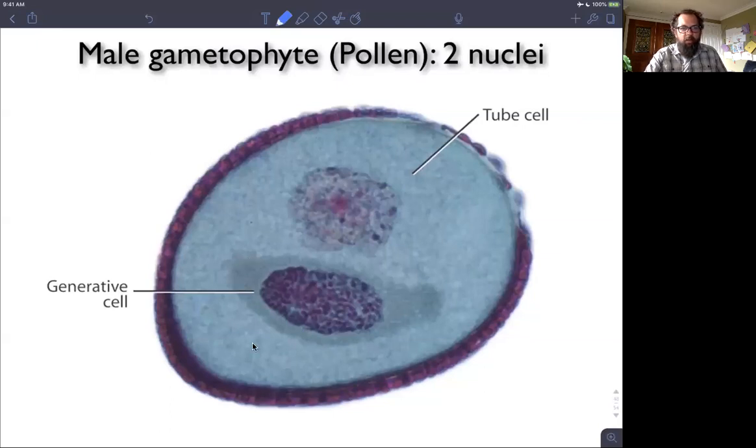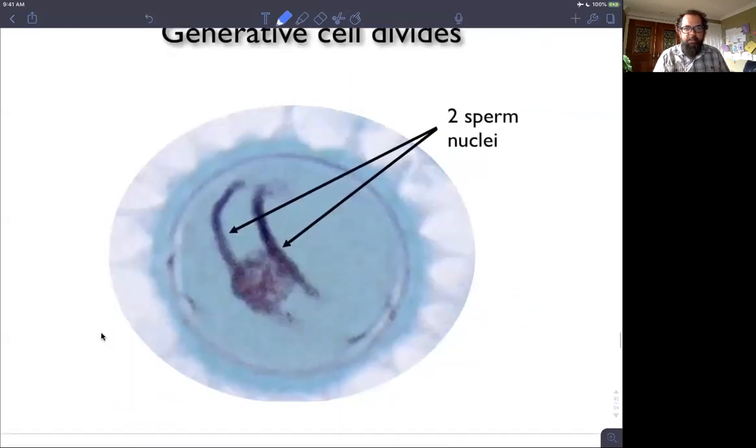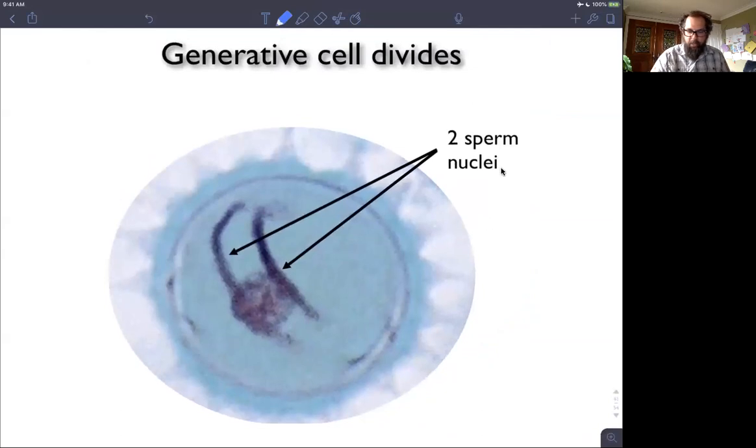That generative cell will then undergo one more round of mitosis, and it divides into two sperm nuclei. So the generative cell divides and forms the two sperm nuclei. We call them sperm nuclei. They're sperm, the genetic material, but they're not motile sperm. So these don't swim. These are just two sperm nuclei. Those are our gametes in there. So now we've got this mature male gametophyte with its two sperm nuclei and its tube nucleus.